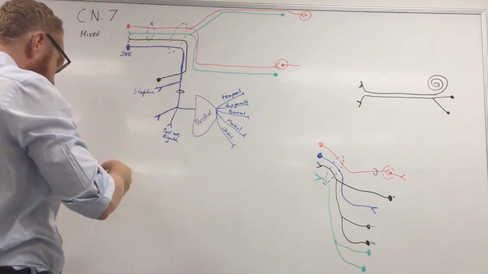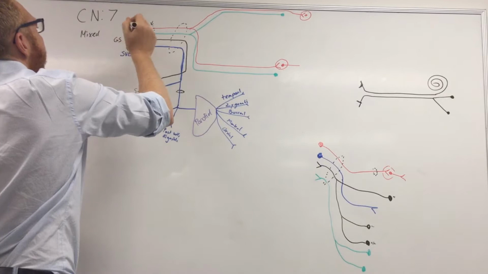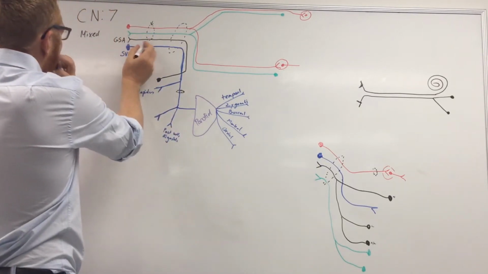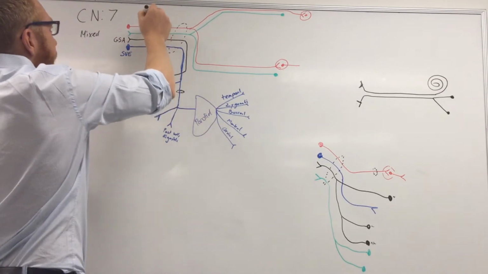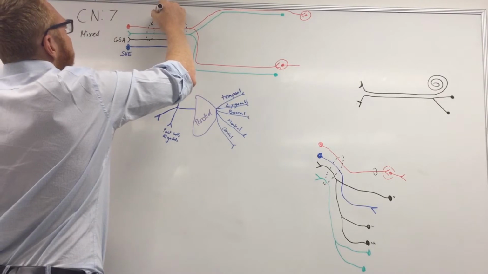Next one, we'll just do general sensory. So this would be general somatic afferent, GSA. This is going to go in, but a bit different here. The next 3 nerves together are collectively called the nervus intermedius.